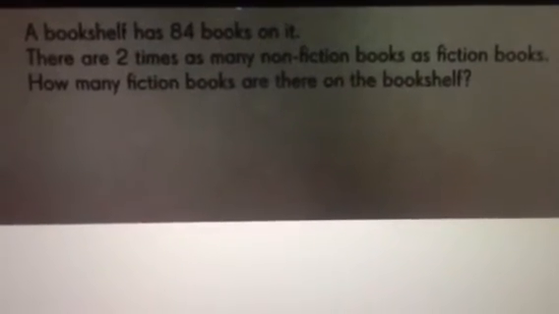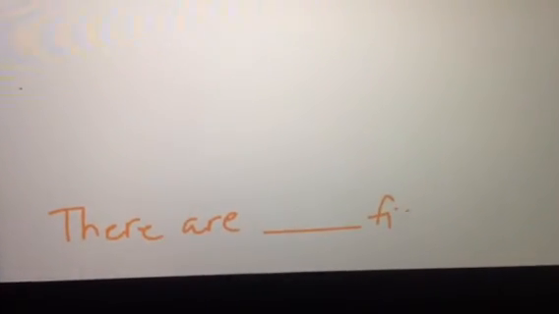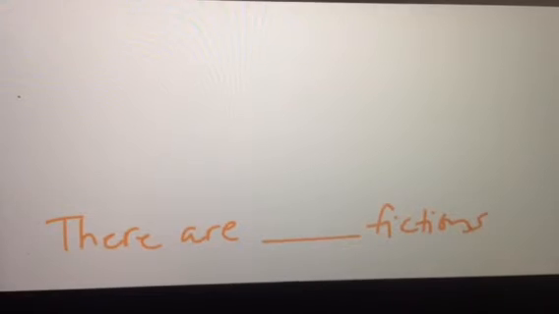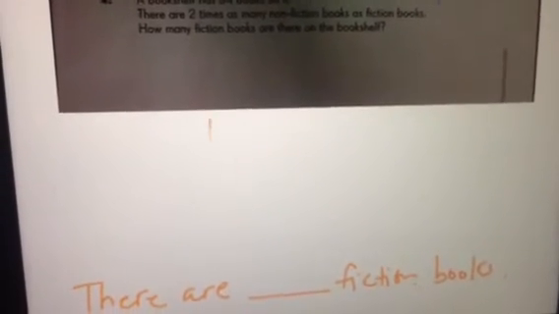Let's go ahead and do the next one. A bookshelf has 84 books on it. There are 2 times as many non-fiction books as fiction books. How many fiction books are there on the bookshelf? The answer statement is there are blank fiction. Oops, I said fictions. Fiction books, period.